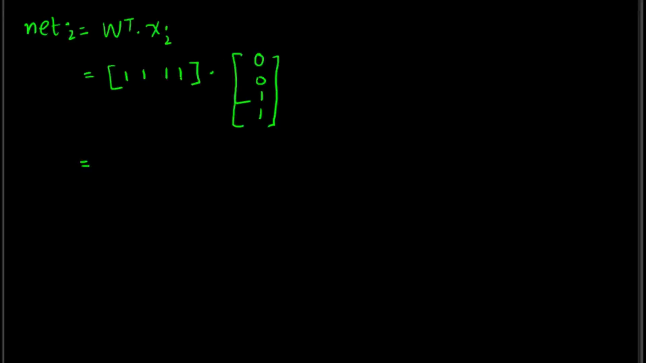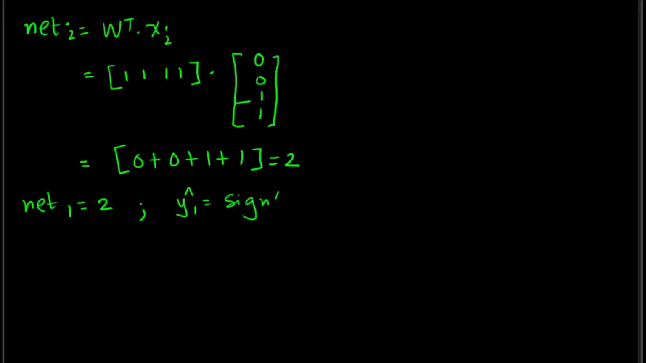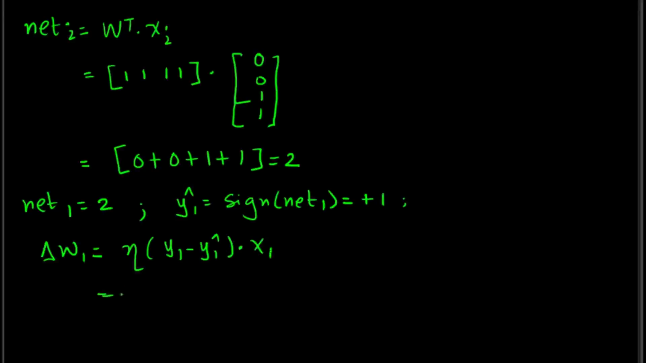And since the value of net 1 is greater than 0, y1 cap, which is the sign of net 1, is nothing but plus 1. And now let us calculate the change in W1. So delta W1 is equal to eta, 0.1, into y1 minus y1 cap, into x1, which is 0.1 into 1 minus 1 into x1, that is 0, 0, 1, 1. Since 1 minus 1 returns 0, everything will be 0, so there is no change in w1.